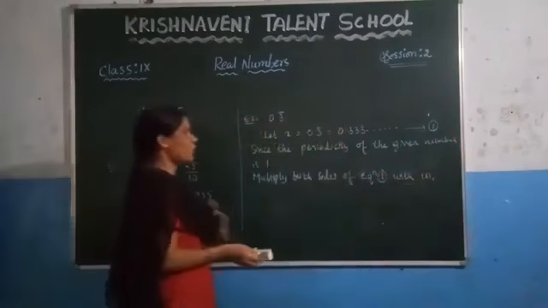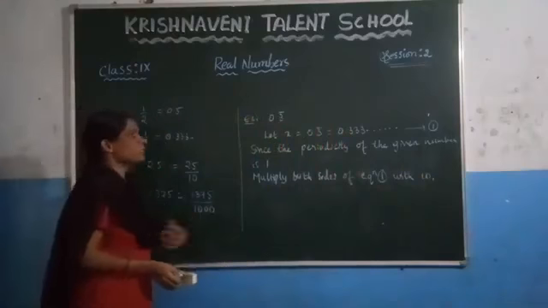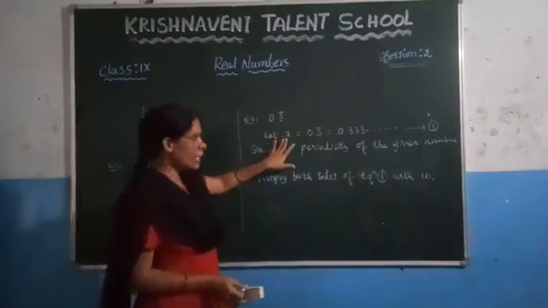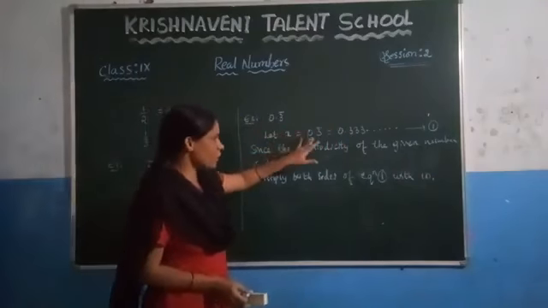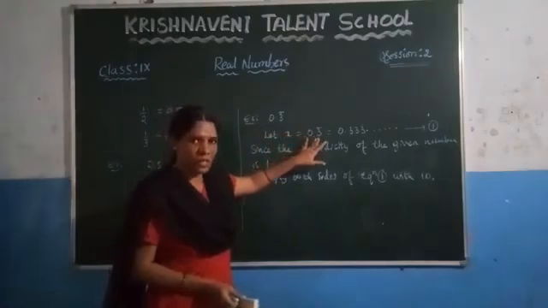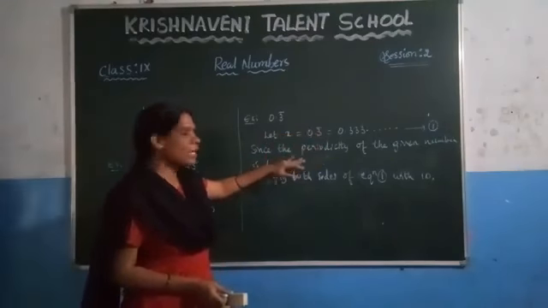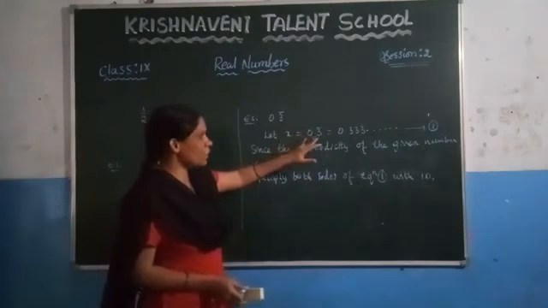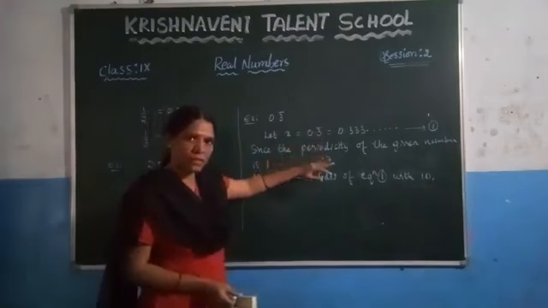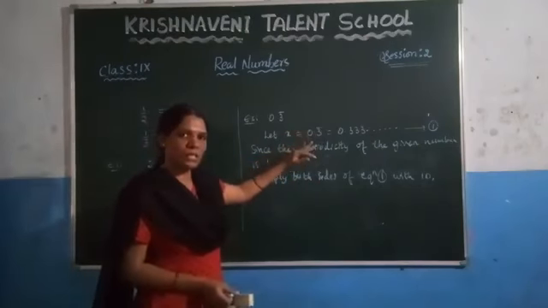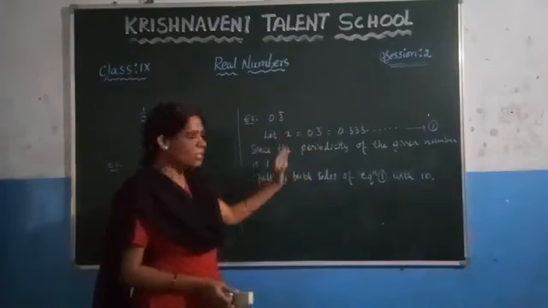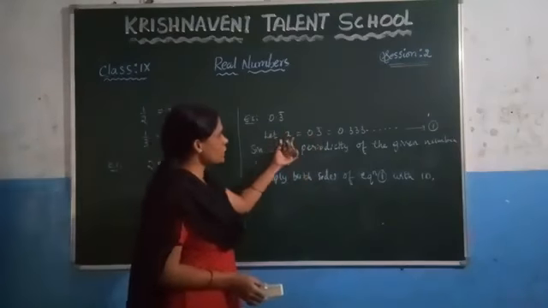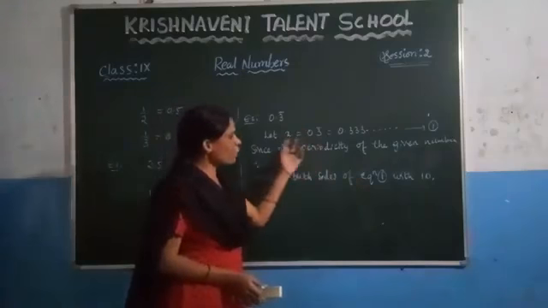So first, you take the given number as x, and after that you check the periodicity. If the periodicity is 1, you multiply with 10, and if the periodicity is 2, you multiply with 100. If the periodicity is 3, you multiply with 1000. So here we multiply with 10 on both sides.